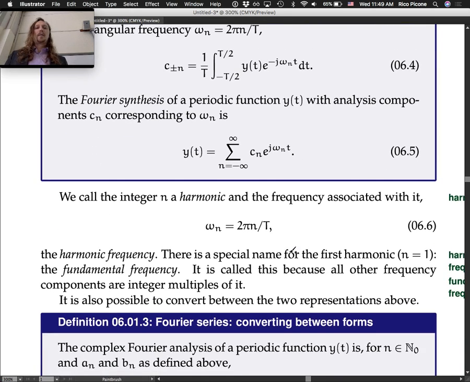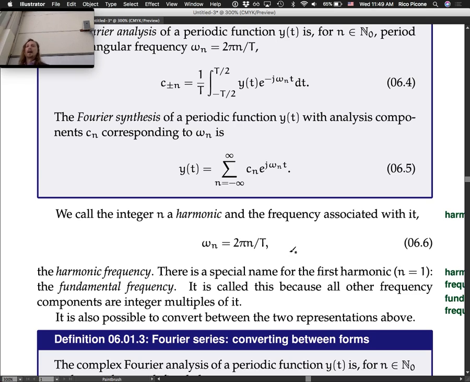So a couple more definitions. I'll do the example next time, but I'll finish up this little definition here. We call the integer n a harmonic. This is an important term, harmonic, and the frequency associated with it, which we already observed is 2 pi n over T, we call the harmonic frequency, okay? There is a special name for the first harmonic. When n equals 1, which is just 2 pi over T, it's called the fundamental frequency.